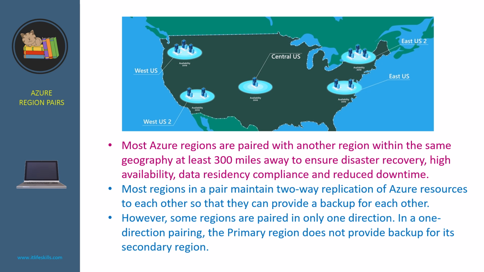Most Azure regions are paired with another region within the same geography at least 300 miles away to ensure disaster recovery, high availability, data residency compliance, and reduce downtime. Most regions in a pair maintain two-way replication of Azure resources to each other so that they can provide a backup for each other. However, some regions are paired in only one direction. In a one-direction pairing, the primary region does not provide backup for its secondary region. So in this map, East US is paired with West US in two-way replication, which means East US can provide a backup for West US and West US can provide a backup for East US.